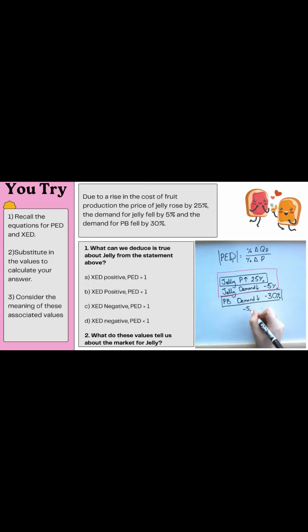Now for PED, we're thinking about the same good, and we have two pieces of information for jelly. So we're going to show that the change in quantity demanded was a fall of 5, so -5, divided by the change in price of 25, and any number divided by a bigger number will give us a value less than 1, and so we know the PED will be inelastic, which tells us that we have a good that is a complement because XED was negative, and it is inelastic because PED was less than 1. And so we can see that the answer is D.